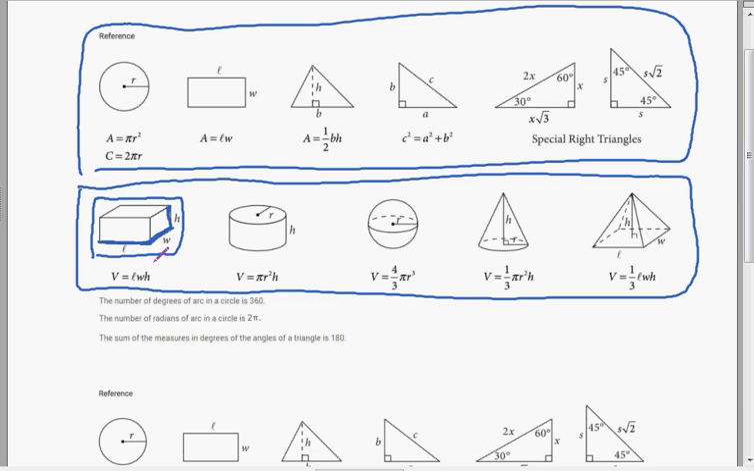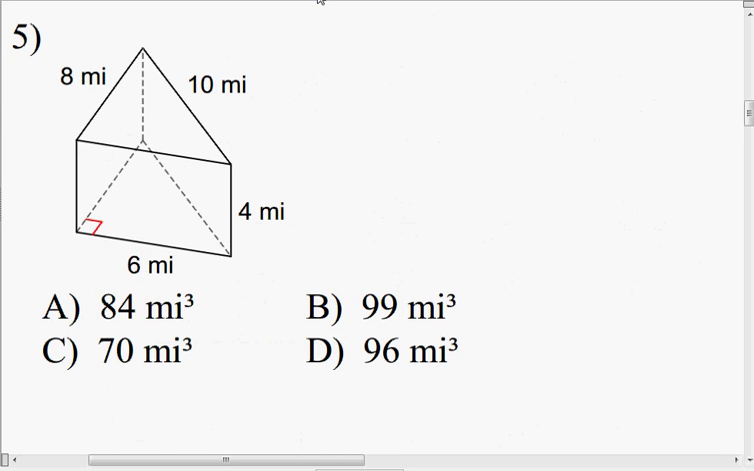Length times width is actually the area of the rectangle at the bottom or the rectangle at the top of the box or the prism. So I know that I'm actually doing area times the height. So I'm going to find the area of my triangle and multiply that by the height. The area of my triangle is the base of the triangle times the height of the triangle.